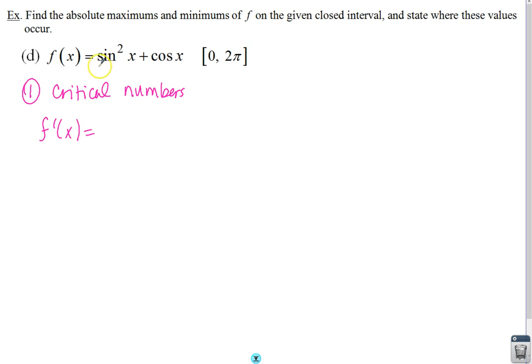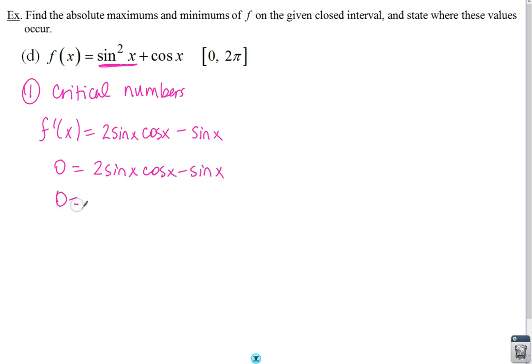All right, so what rule do I have to apply here? Anyone remember? That's right, the chain rule. Bring the 2 out, so 2 sine of x times the derivative of sine, which is cosine of x, minus the derivative of cosine. Oops, I don't need a plus, I need a minus. Derivative of cosine is negative sine of x. That is my derivative. I'm going to set that equal to 0. So 2 sine x cosine x minus sine x.